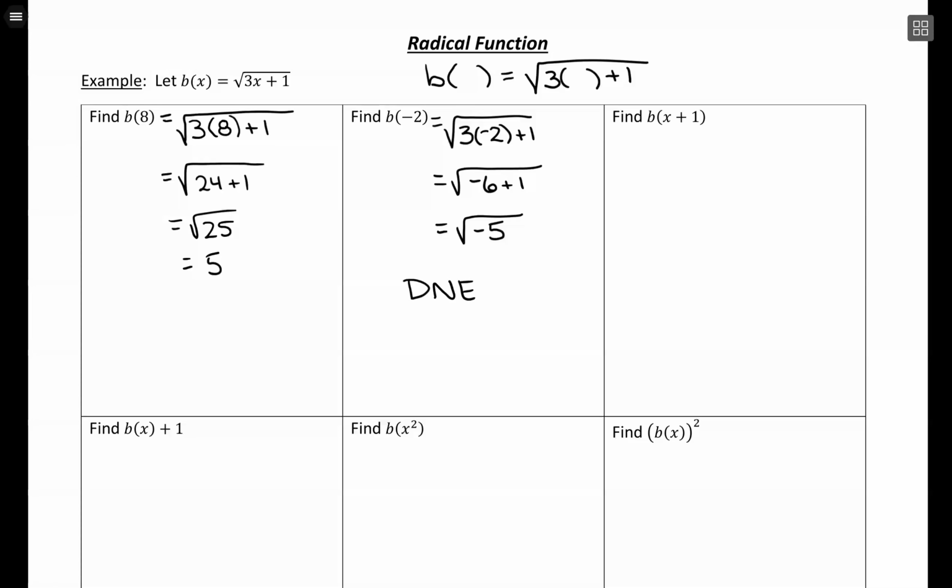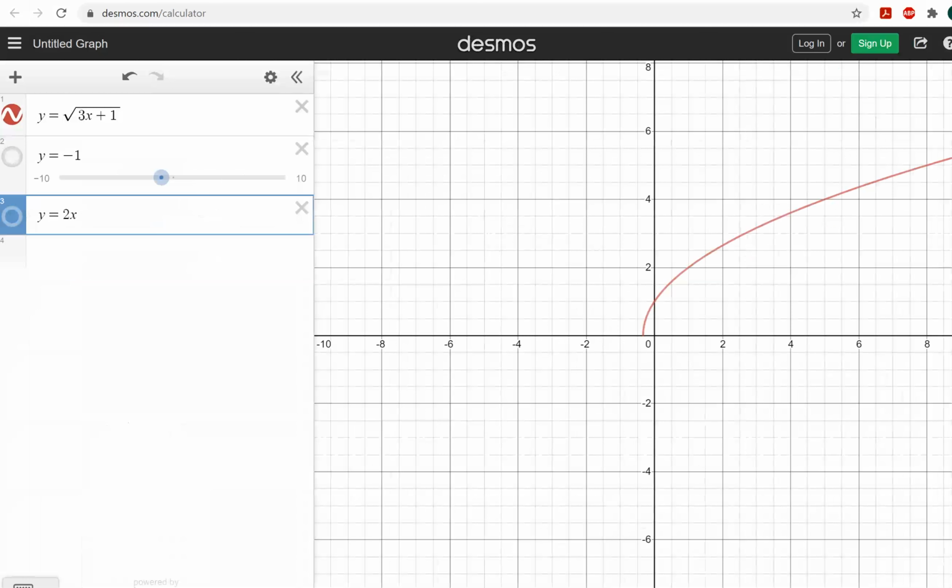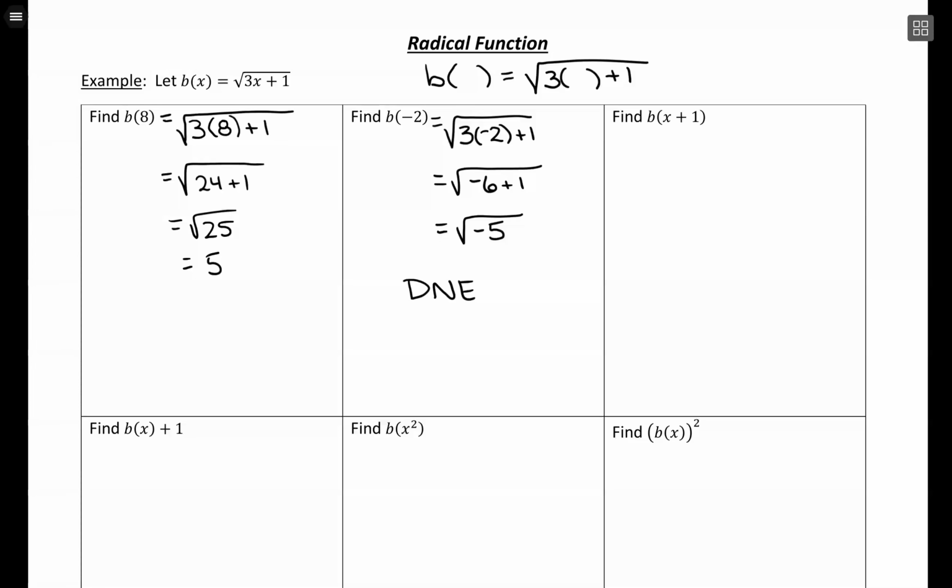So something that's going to come up with our radical functions is we need to keep in mind domain. If we look at the graph of this function, what you'll see is that our domain's limited, and it's limited by the fact that we can't take the square root of negative numbers. We can take the square root of 0 and anything larger, but negative numbers aren't allowed. So we have this limitation to what values we can plug into this function. So sometimes we might get values where it does not exist.